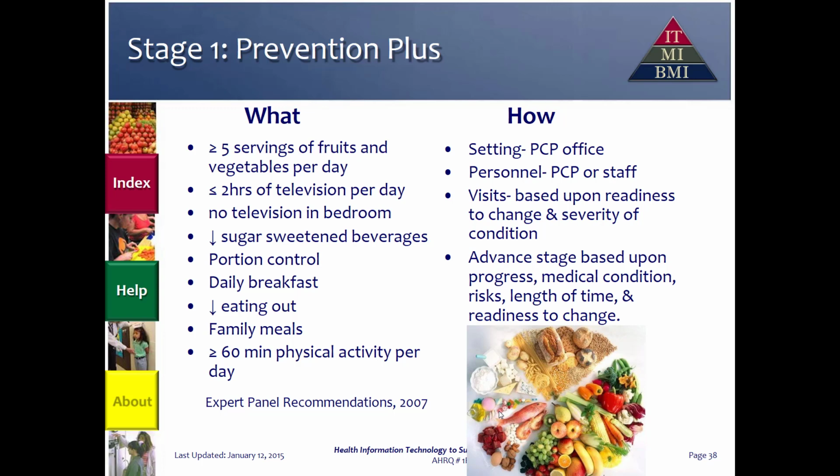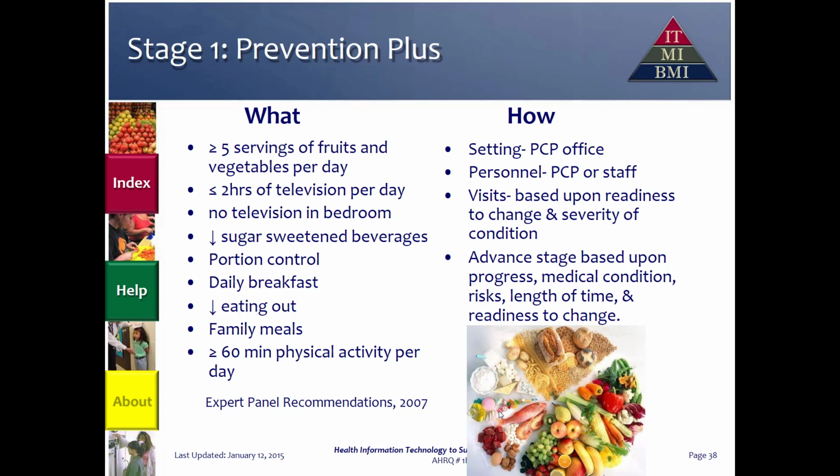We're going to limit television to 2 hours per day, encourage them to take the television out of the bedroom or never put it in there, decrease sugar-sweetened beverages, talk about portion control, what's appropriate for that size age child, encourage daily breakfast. Skipping breakfast is correlated with increased weight. Decreased eating out or helping families plan for healthy choices when eating out. Family meals have been correlated with normal weights, and at least 60 minutes of physical activity per day.